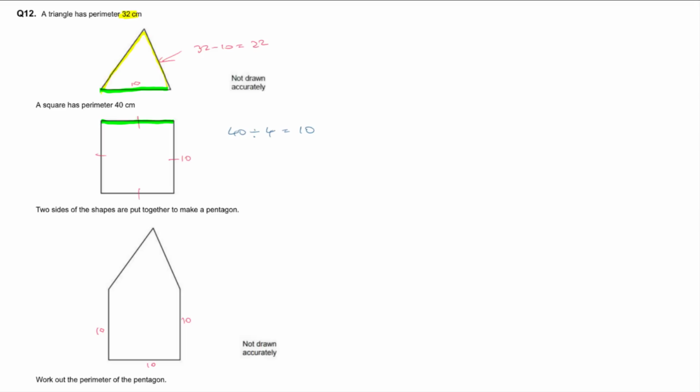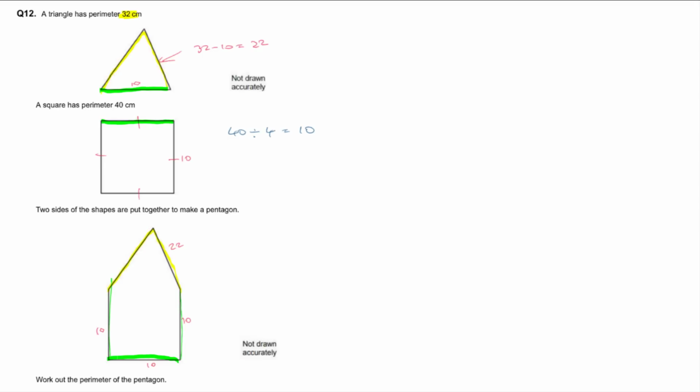Okay, now I don't know the exact length of each of those two sides, but I know they combine together to give me 22, and that's all I really need to know actually, isn't it? Because if you think about it, these two lines here I know must add up to 22, plus I know I've got my 10 and my 10 and my 10.